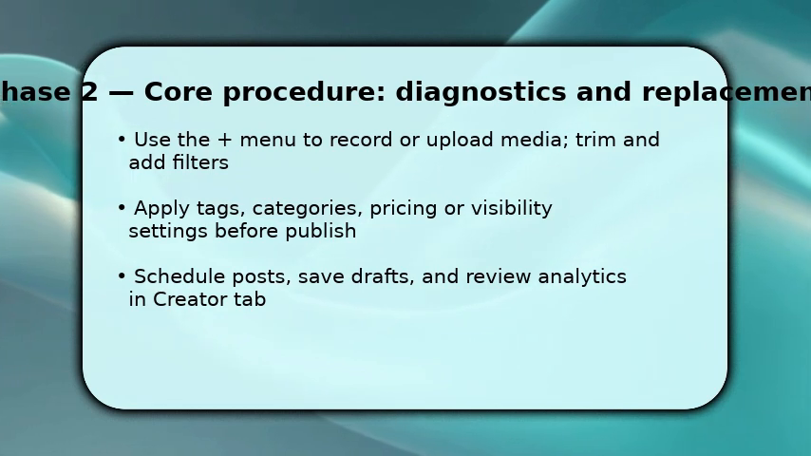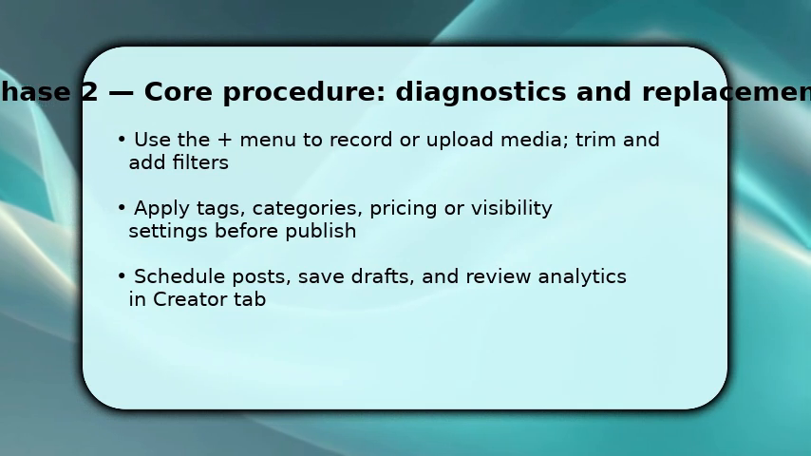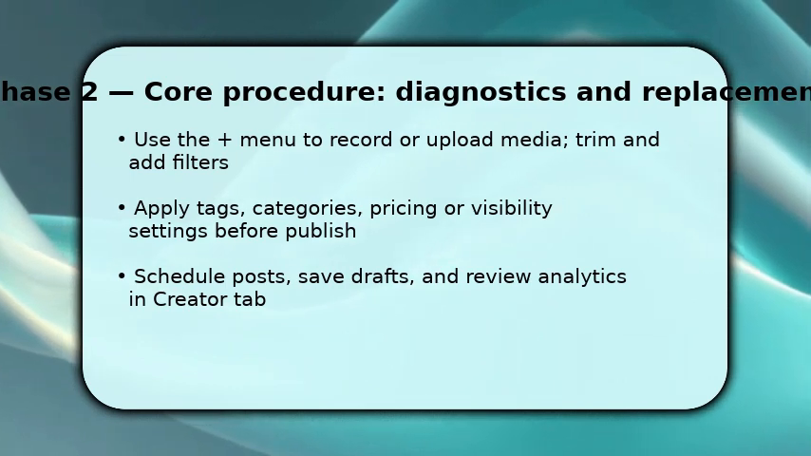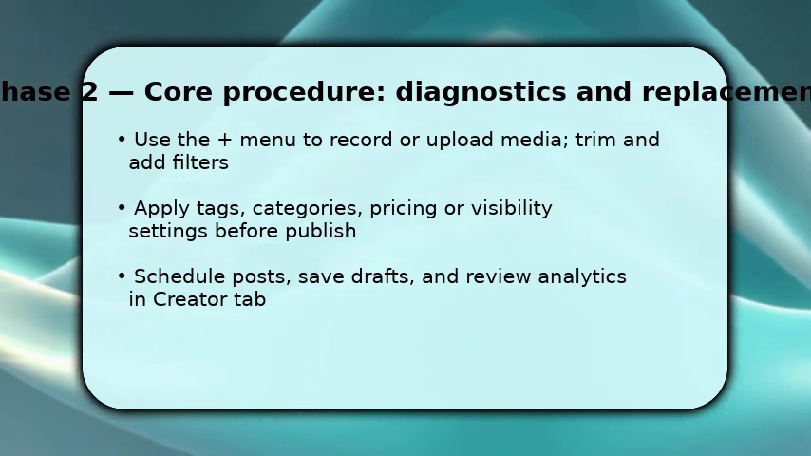If you're monetizing, set price or visibility options, public, followers, or private, because that controls reach and revenue. Once done, either publish immediately or schedule for peak hours. Make sure to save a draft if you'll revisit. Lastly, check the Creator tab.